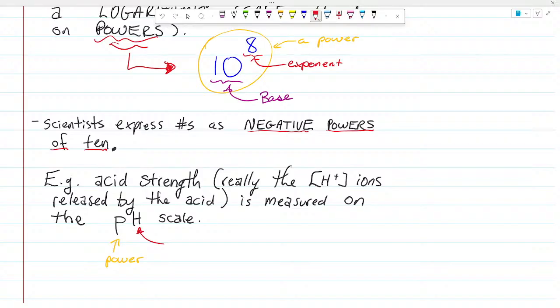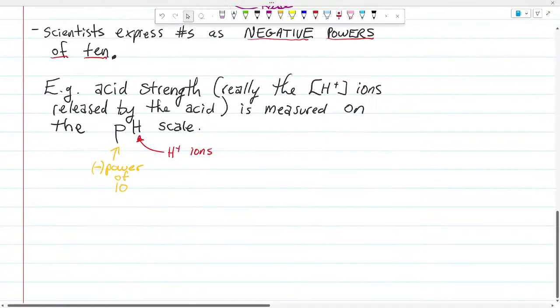what makes something an acid? H plus ions. And really, it's the power of 10. In fact, it's the negative power of 10 that P stands for. The negative power of 10 of H plus ions. That's what pH scale means.